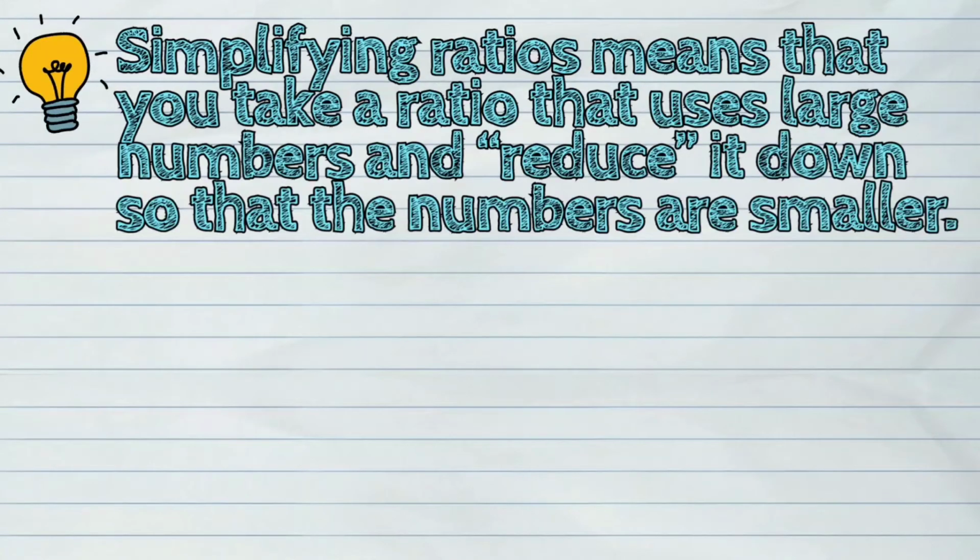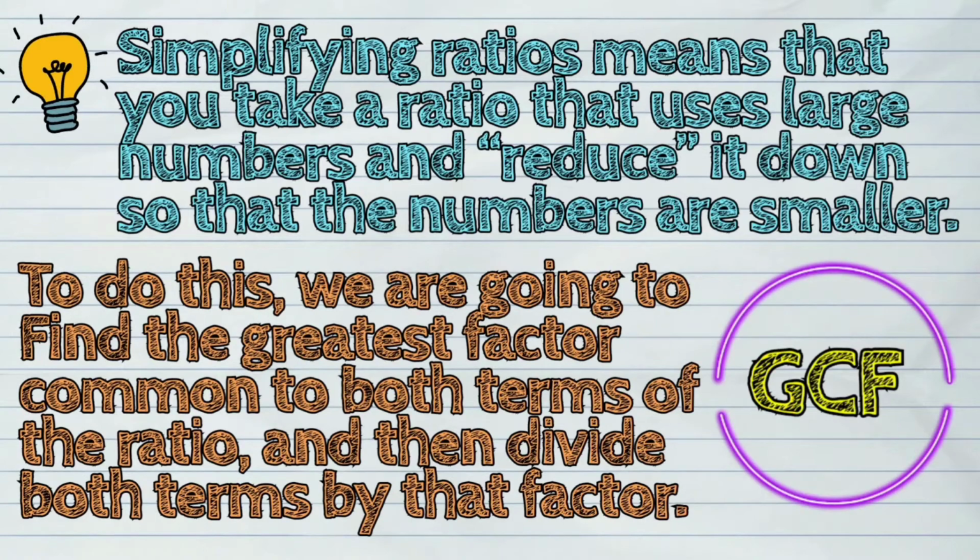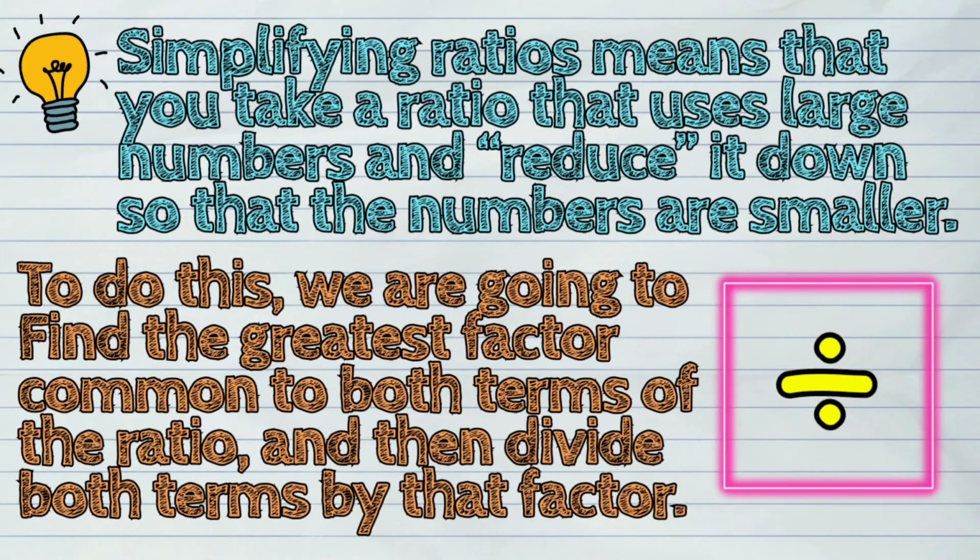Now, simplifying ratios means that you take a ratio that uses large numbers and reduce it down so that the numbers are smaller. To do this, we are going to find the greatest factor common to both terms of the ratio and then divide both terms by that factor.